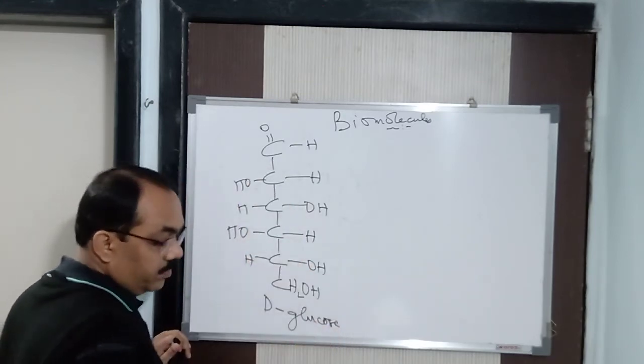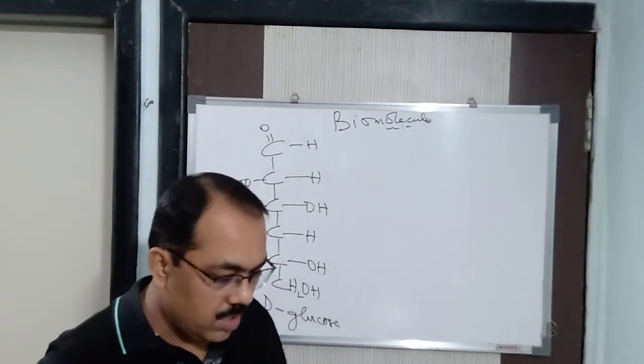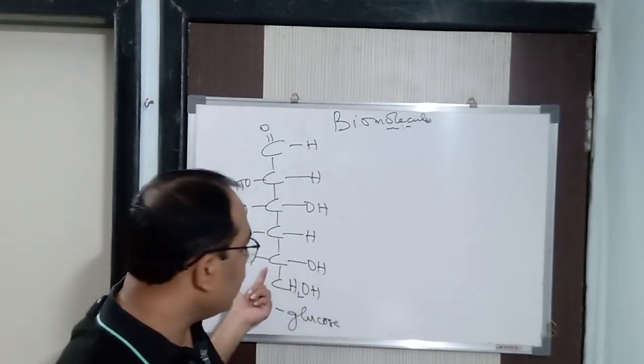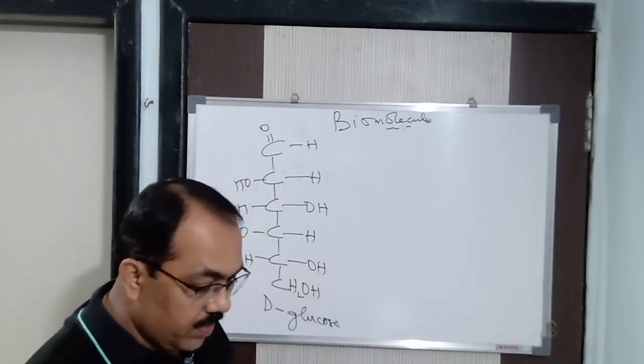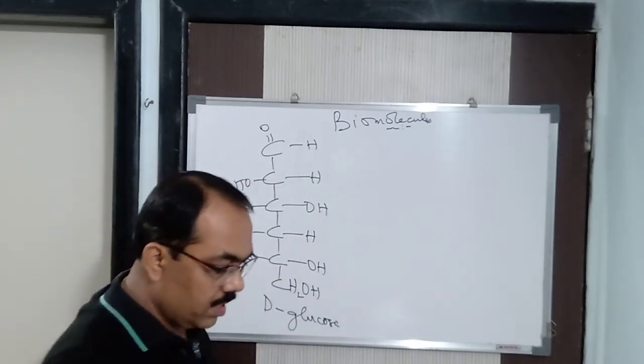It is the formula of glucose, C6H12O6, you can see that. D or the plus sign also we put. That is glucose. Now if this OH is written on the left, then it is L-glucose, we can say that. Clear? Now next, what is the formula of fructose? See here.